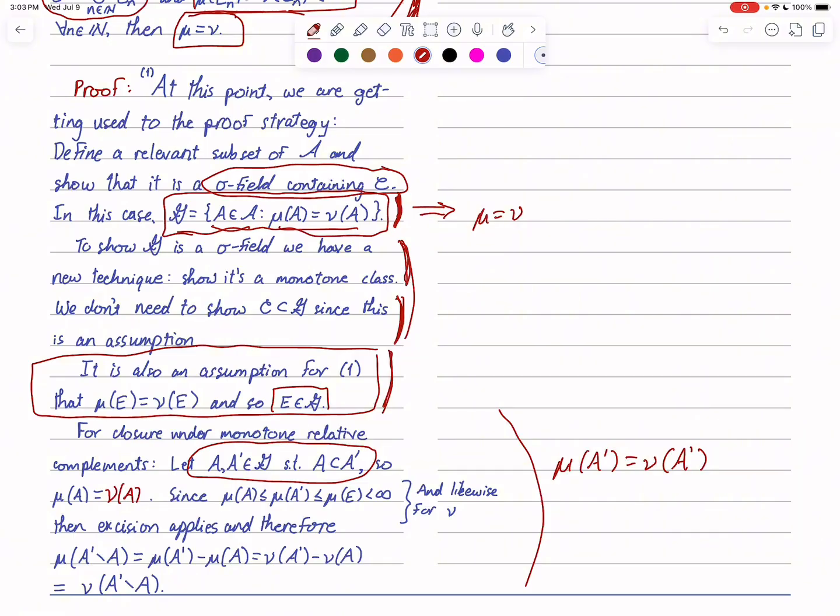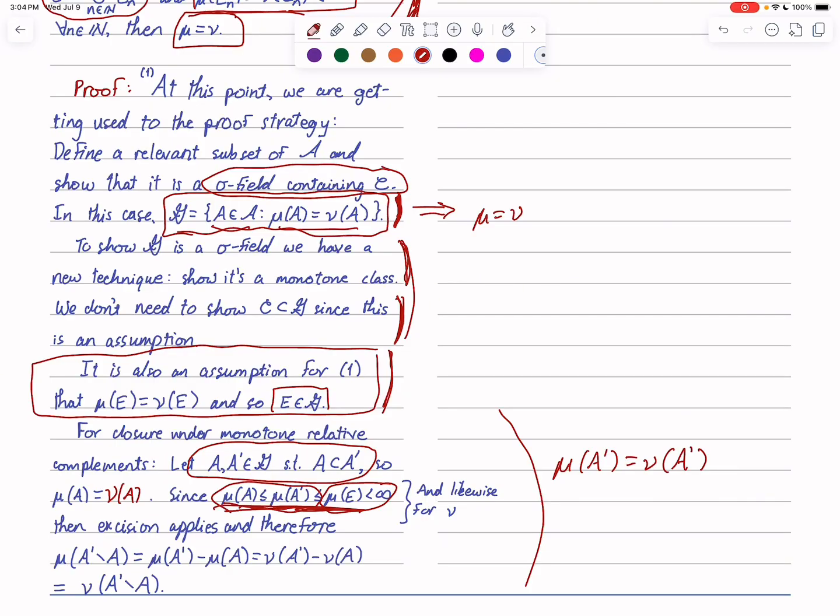Now, we are assuming in this part that the measure of the entire space is finite. Well, each of these necessarily are subsets of E. So since A prime is a subset of E, then by monotonicity, we get that the measure of A prime is less than or equal to the measure of E. Also, the measure of A is less than or equal to the measure of A prime. Anyway, all of this demonstrates that the measures of everything involved are finite, and because they are finite, we can apply excision.